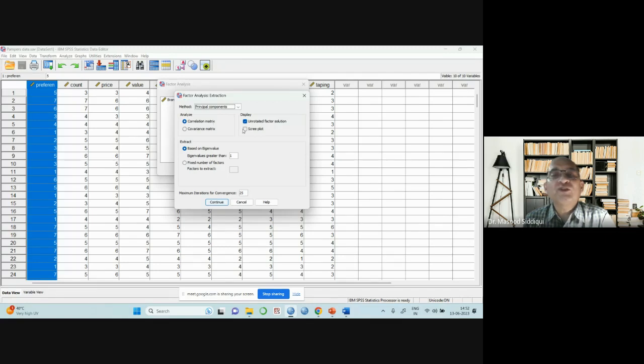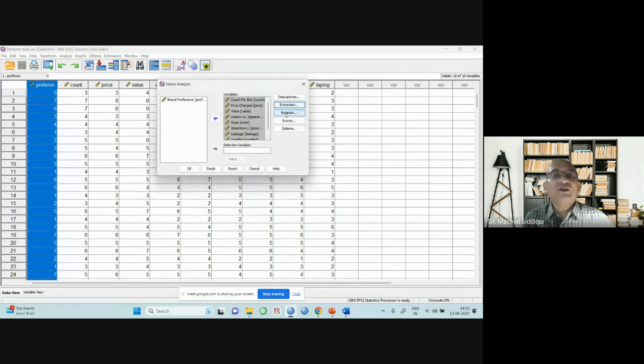Here we also include a scree plot, and at present the criterion for extraction is just this one. There are other criteria also that we will be discussing during the concept discussion. So at present, the extraction of principal components is based upon eigenvalue, and the criterion is eigenvalue greater than 1. There are other criteria also, but for the time being, we are taking up this only.